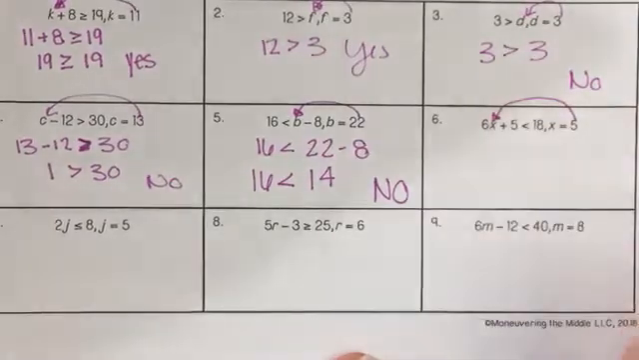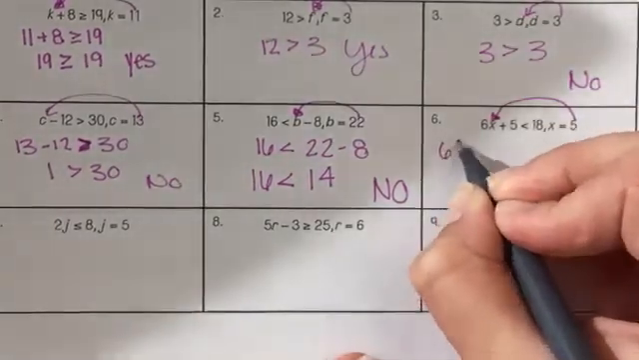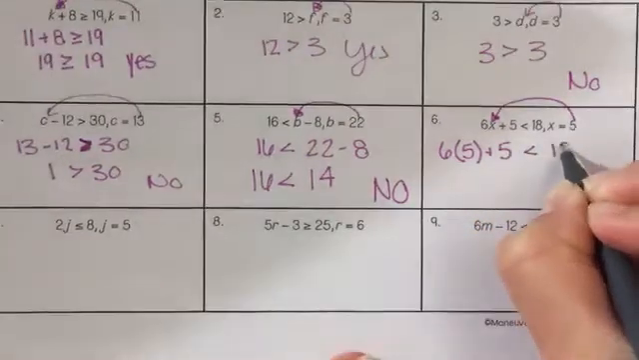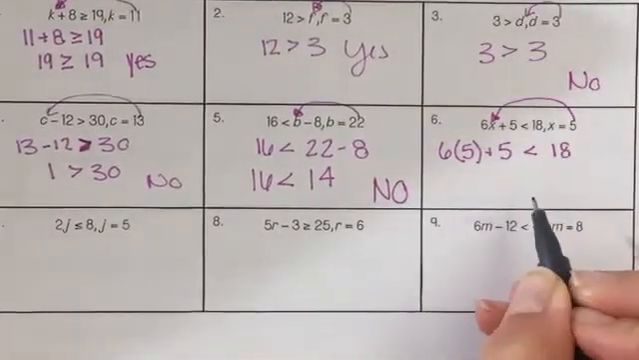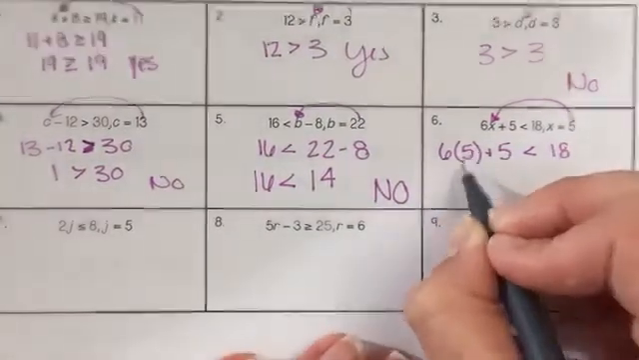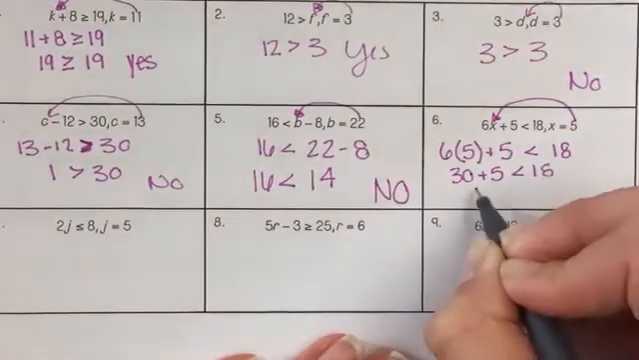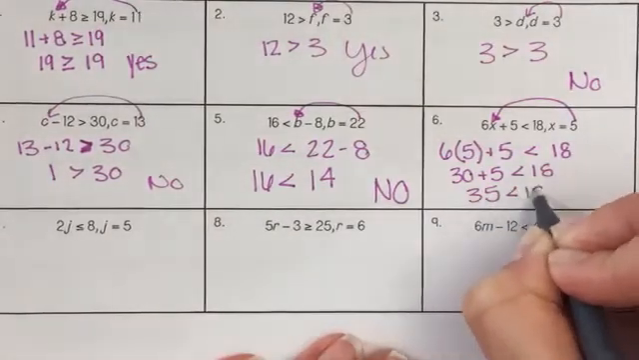So 5 is going to go in for x. So 6 times 5 plus 5 is less than 18. Well, you can't determine if it's true or not until after you do it. 6 times 5 is 30. 30 plus 5 is less than 18. Is 35 less than 18? No.